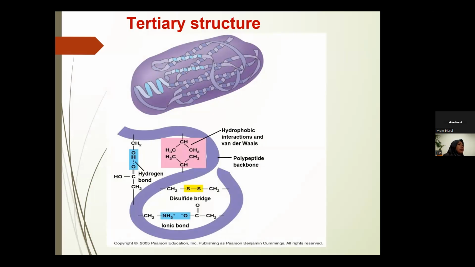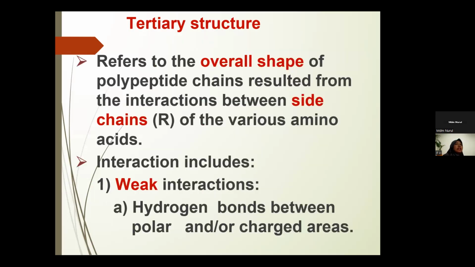Right. Tertiary structure of protein. Okay, let's see the definition first. Tertiary structure refers to overall shape of a polypeptide. Atau biasanya lah refers to overall shape of polypeptide chains or overall shape of a polypeptide resulted from interaction between side chains of the various amino acid. Okay, bahasa Melayu refer kepada bentuk keseluruhan.